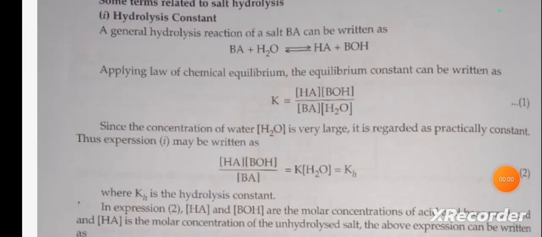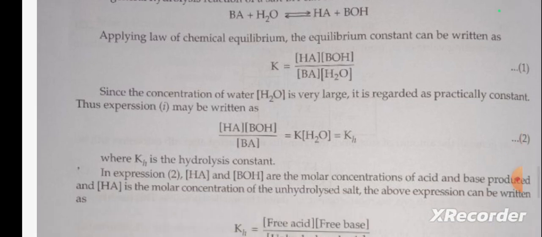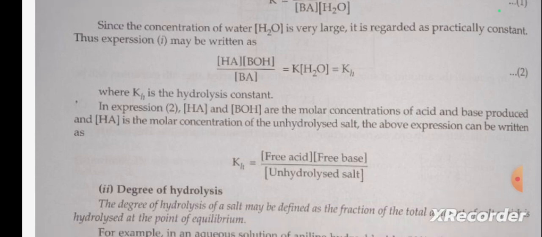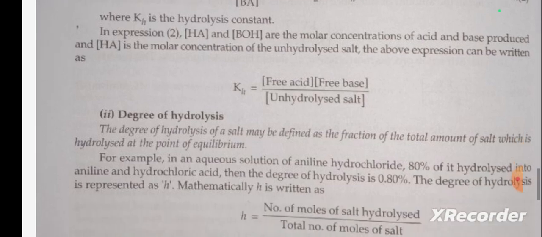A general hydrolysis reaction of a salt BA can be written as BA + H2O gives HA + BOH. Applying the law of chemical equilibrium, K = [HA][BOH]/[BA][H2O]. Since the concentration of water H2O is very large, it is regarded as practically constant. Thus, the expression may be written as [HA][BOH]/[BA] = K[H2O] = Kh, where Kh is the hydrolysis constant. In this expression, [HA] and [BOH] are the molar concentrations of acid and base produced, and [BA] is the molar concentration of unhydrolysed salt. The above expression can be written as Kh = [free acid][free base]/[unhydrolysed salt].